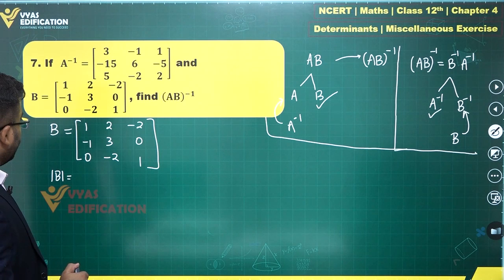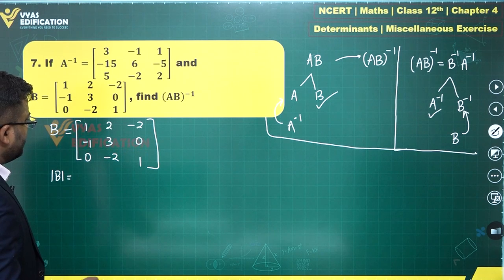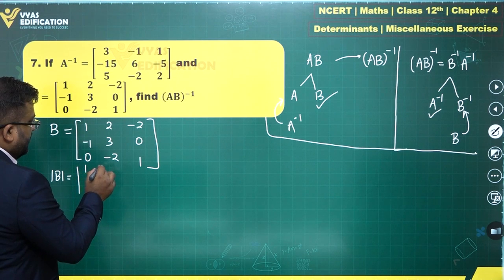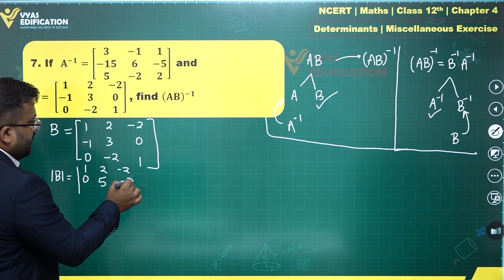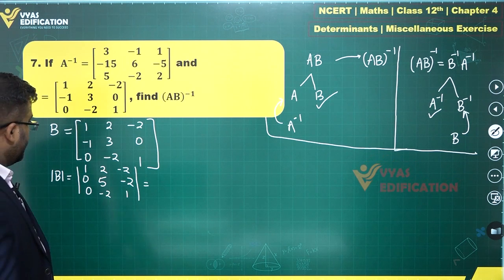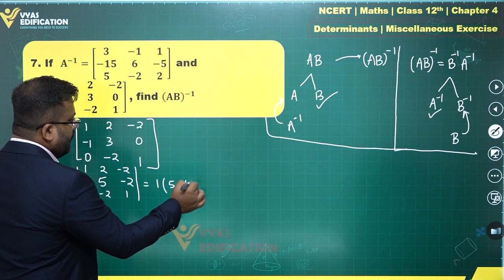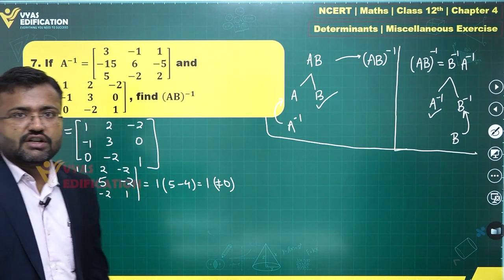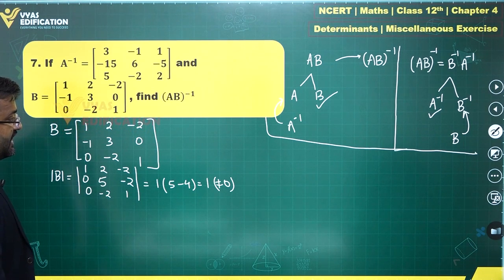For checking the determinant of B, I can expand along any particular row or column which has zeros, or we can create some more zeros maybe. We can add this over here and create some more zeros. 1, 2 and minus 2 will remain as it is. This will become 0, 3 plus 2 will become 5, and this will become minus 2. This is 0, minus 2, 1, which is simple. Expansion along this will give me 1 times 5 minus 4, which is 1. Since this is non-zero, inverse will exist. Obviously, since the question is of inverse, the inverse would have existed, but then we have verified that determinant of B is non-zero.